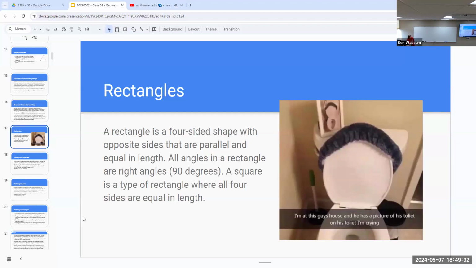Things I found funny about this. One, the guy does have a picture of his toilet over his toilet. The second is they spelled toilet foliate. It looks like a picture of the toilet also has a picture of the toilet. Yep. His toilet's all the way down.